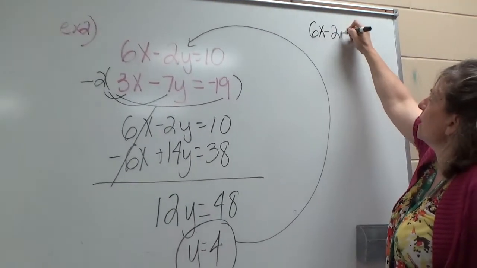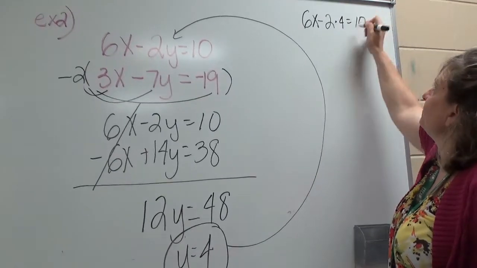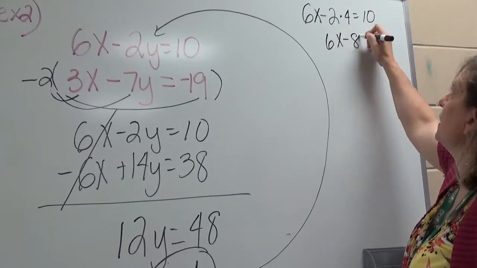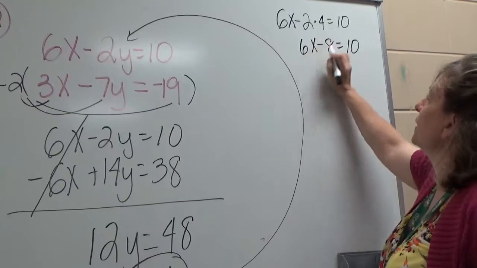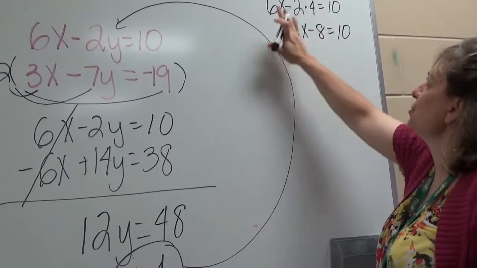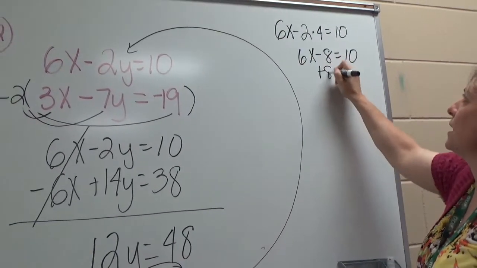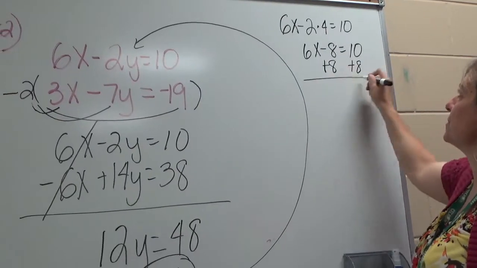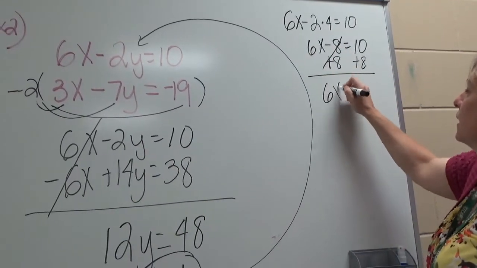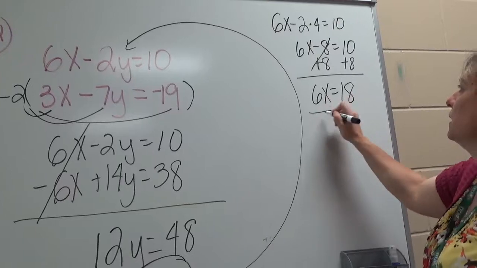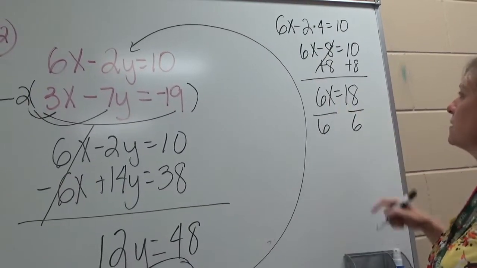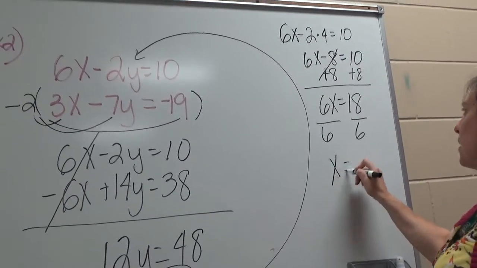6x minus 2 times positive 4 equals 10. 6x minus 8 equals 10. How do I get the x alone? I look around for addition and subtraction first. I see that I need to add 8 to both sides to make that cancel, and I get 6x equals 18. Divide by 6 because x is being multiplied by 6, so I do the opposite.